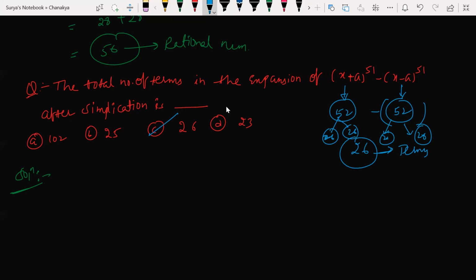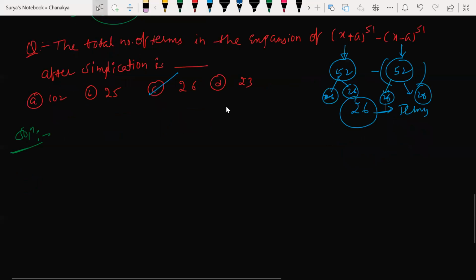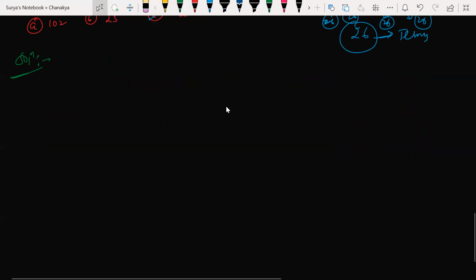Very simple, guys. Hope it is clear to everyone. Any doubt? So basic common sense. If you use common sense, you can answer the question very easily. Half of the terms would be getting cancelled and we are left with only 26 terms. That's why I wrote 26. Next question.